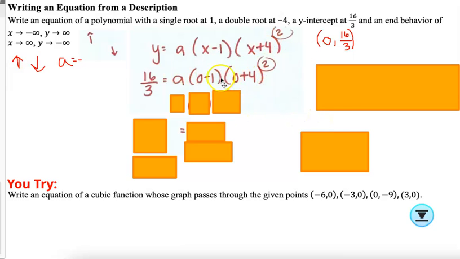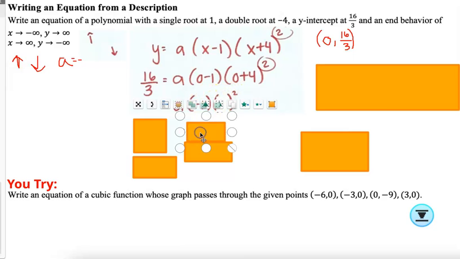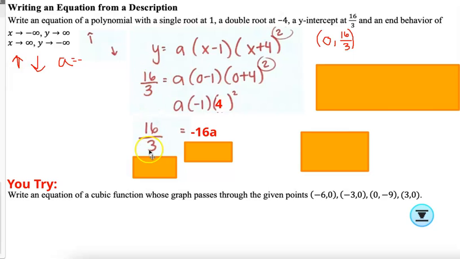So let's simplify these parentheses. 0 minus 1 is -1. 0 plus 4 would be a 4. And let's go ahead and drop down our a. To simplify this, 4 squared would be 4 times 4, 16. 16 times -1 is -16. And then that a would follow along behind it. Equals, I've got this 16/3 in front.